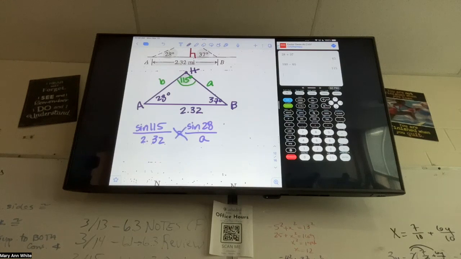So go ahead, cross multiply and solve. I get a sine 115 equals 2.32 sine of 28. Divide by sine 115 on both sides.